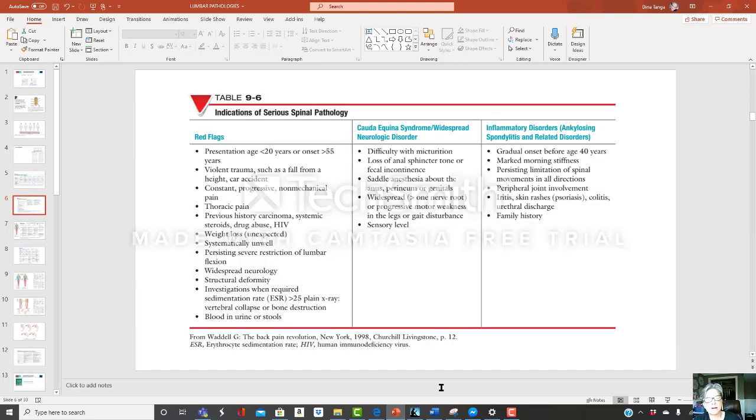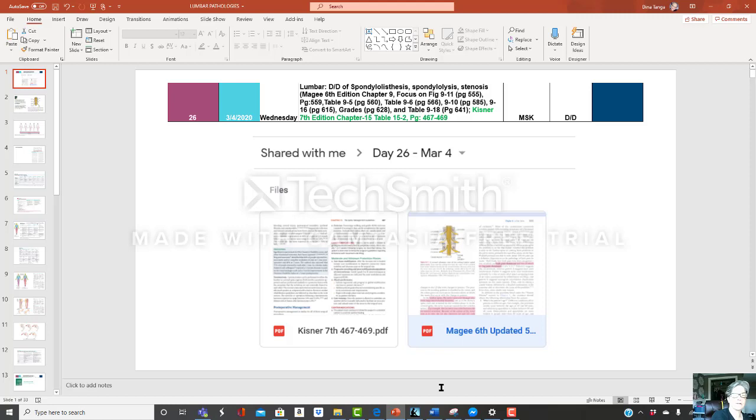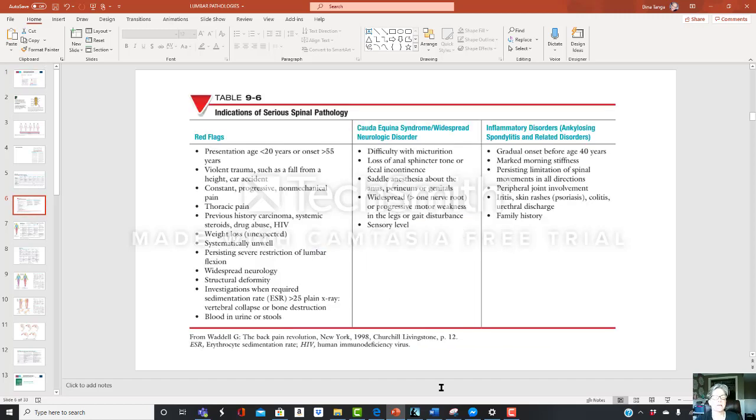Indications of serious spinal pathology. That's the next thing on the list. Table 9.6, page 566. Indications of serious spinal pathology. Red flags.